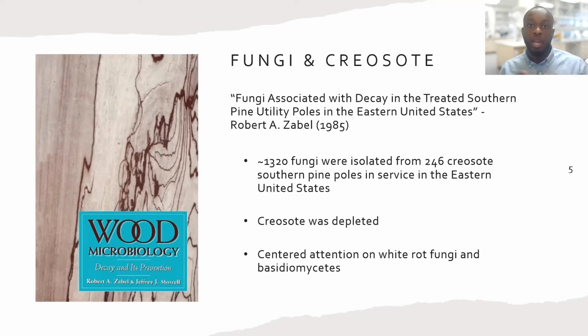So back in 1985, they were able to culture over 1,300 fungi from these telephone poles. It was showing that the creosote was being depleted. And a lot of that attention started to be placed on white rot fungi and Basidiomycetes and their ability to transform these compounds.